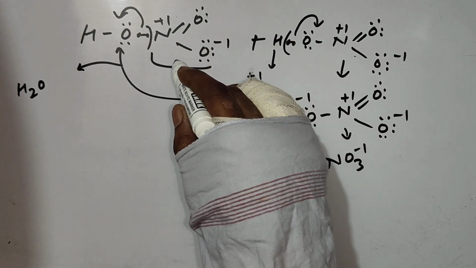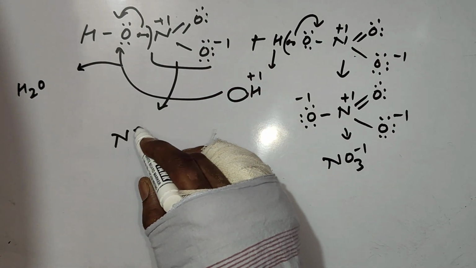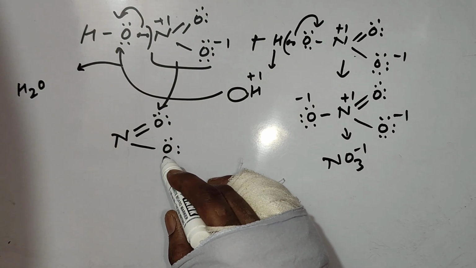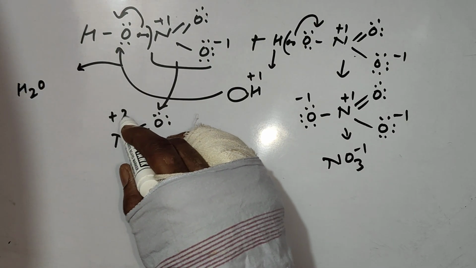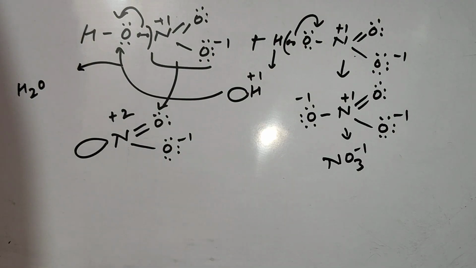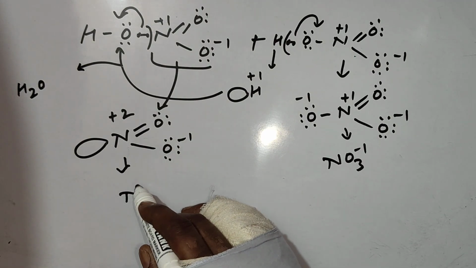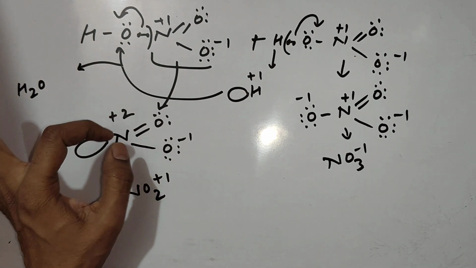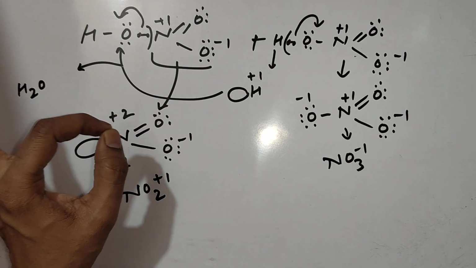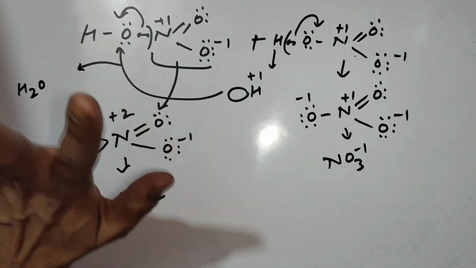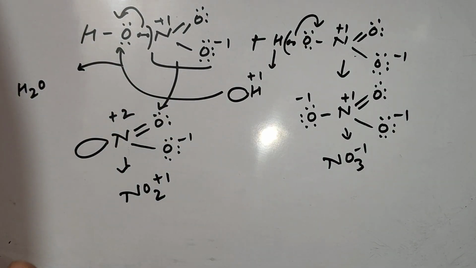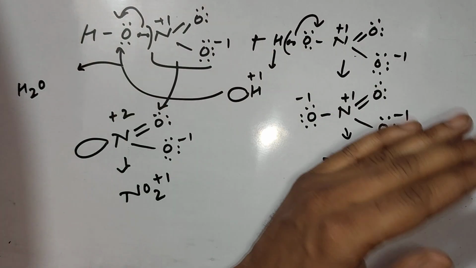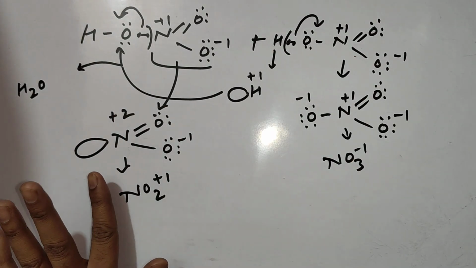And this particle becomes this nitronium ion, which in short we can call NO2 plus 1. This nitronium ion was bringing about the nitration of phenol. The mechanism we discussed in the previous video. But there is one more reaction happening here as a side reaction. Look what is happening.